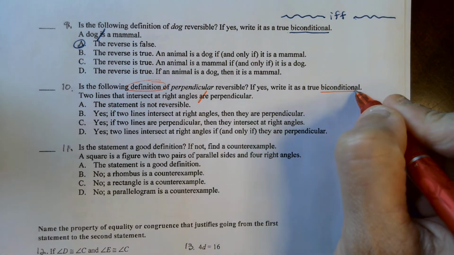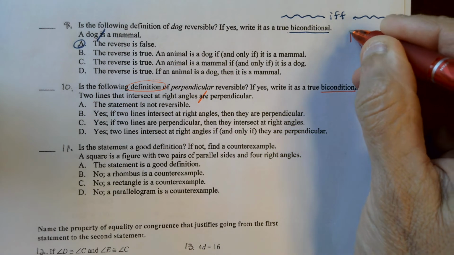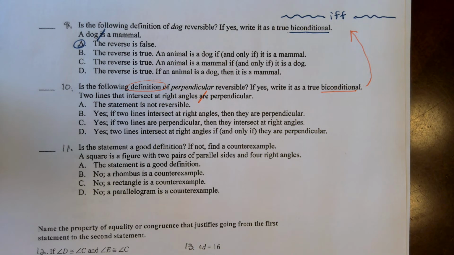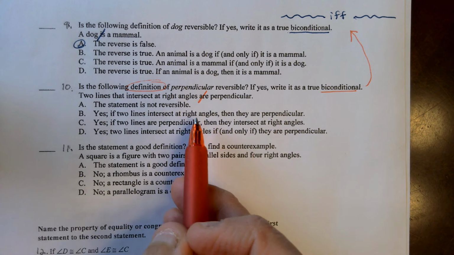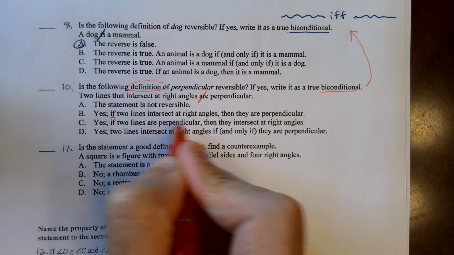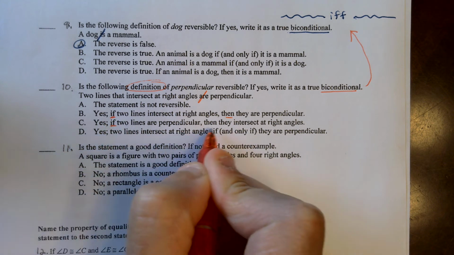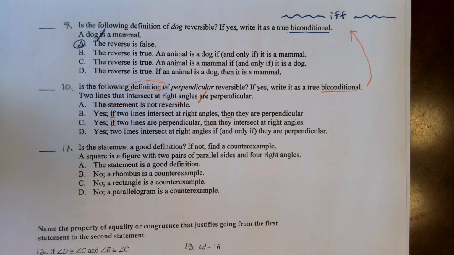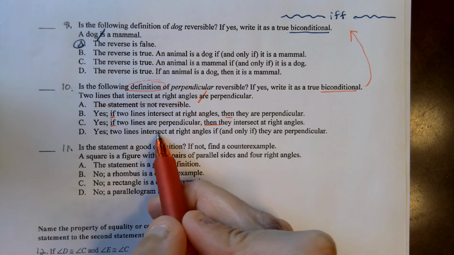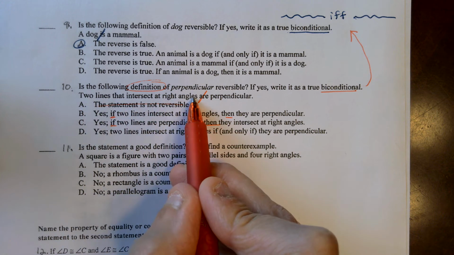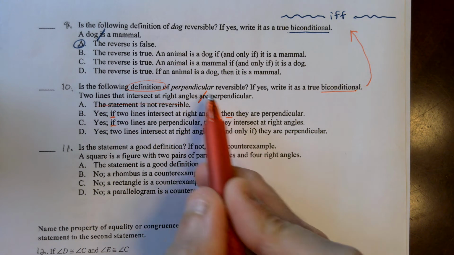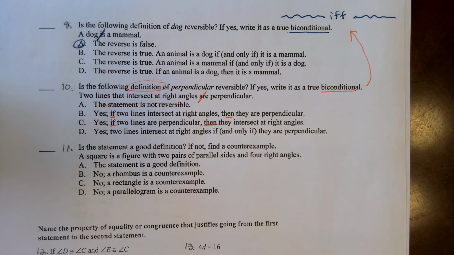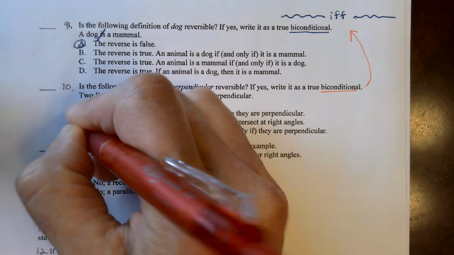So we can write a biconditional, which means I'm looking for something, first of all, in that form. If it's not even in that form, then it's not a biconditional. So we got an if-then statement here. We have another if-then. That's not what I'm looking for. It is reversible. Yes, two lines intersect at right angles if and only if they are perpendicular. And that's it. Easy.